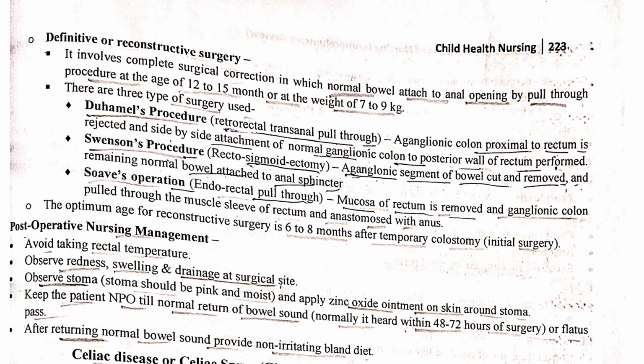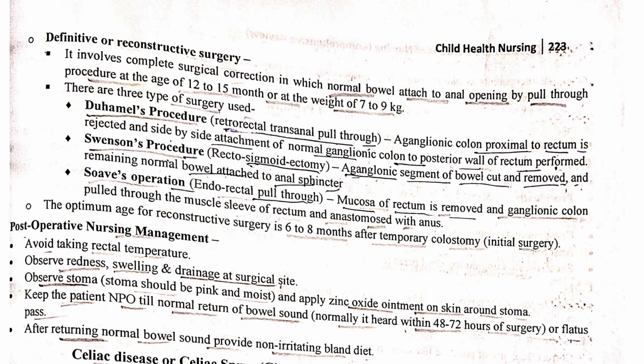There are three types of surgery. Duhamel's procedure, retrorectal transanal pull-through: the aganglionic colon proximal to the rectum is resected, and side-by-side attachment of the normal ganglionic colon to the posterior wall of the rectum is performed.